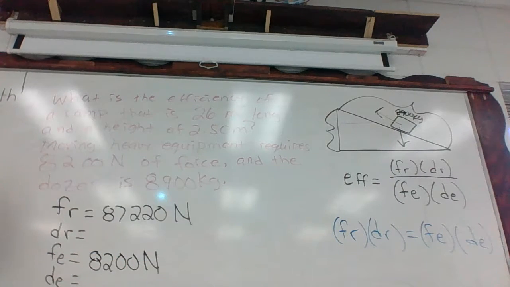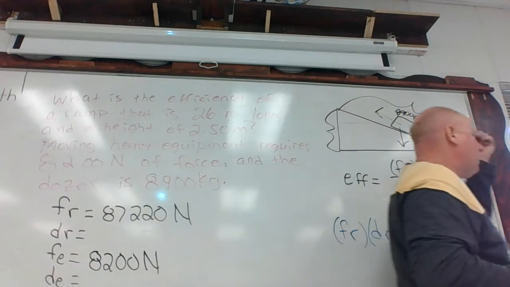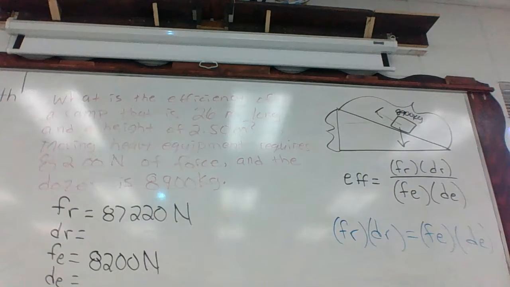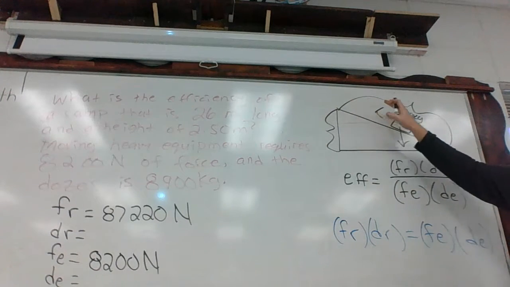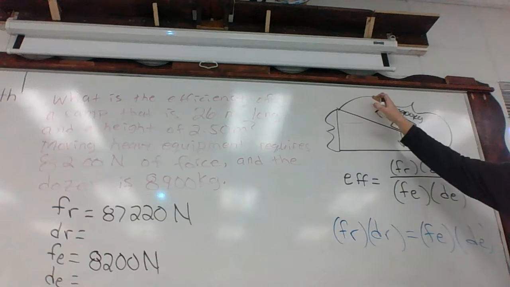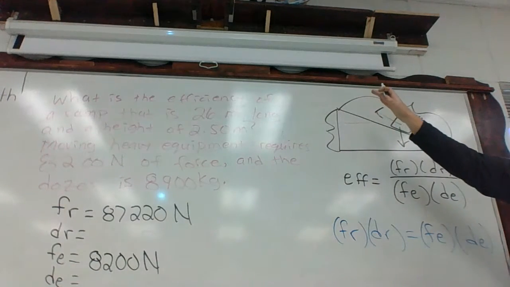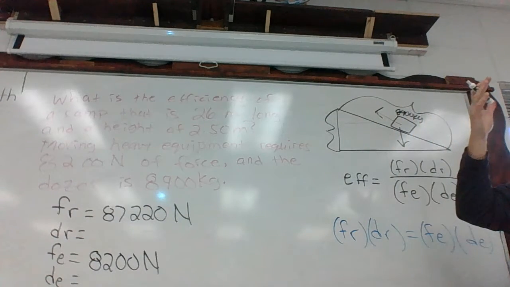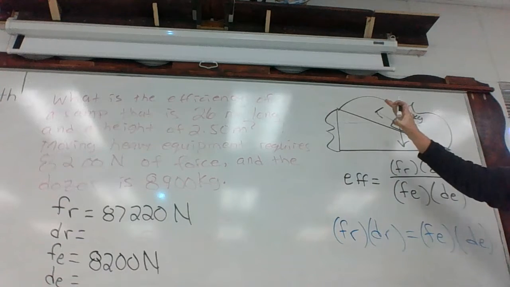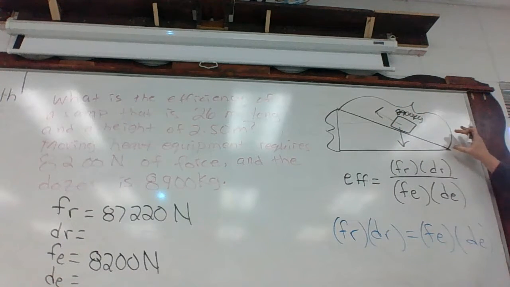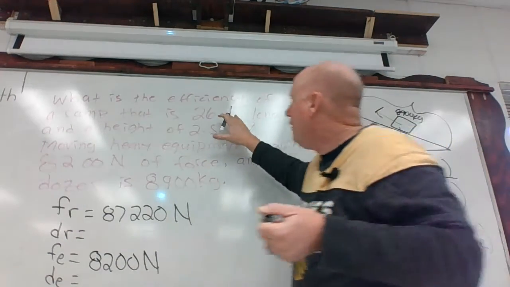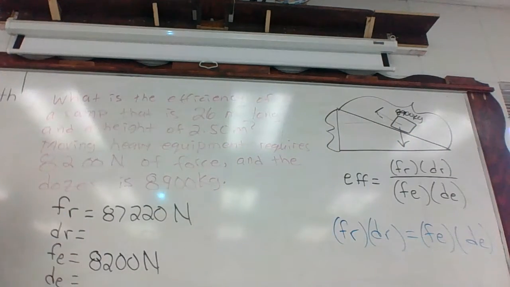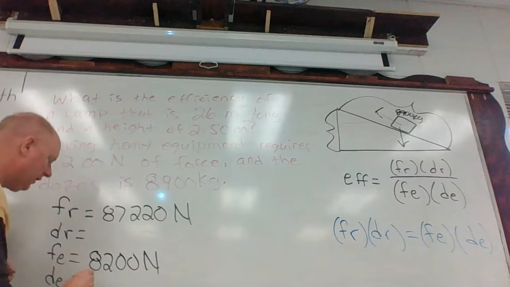Okay? So, for how long is that winch pulling that dozer up that ramp? For how long is it pulling it, do you think? What does it say in the problem? 26 meters. So for all them 26 meters, which is an incredibly long ramp, I get that. This is just a problem as an example. It's pulling that up this ramp. So that's going to be your effort distance. That's how long that winch is pulling that up that ramp. Okay, so 26 meters.